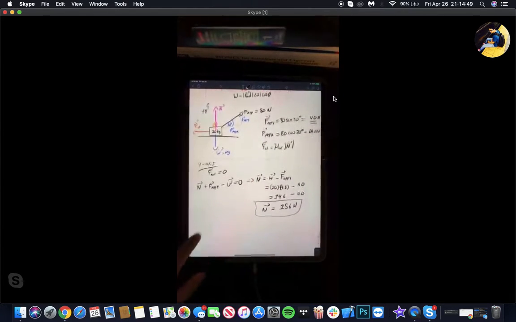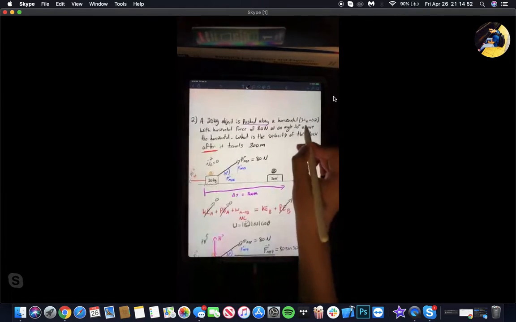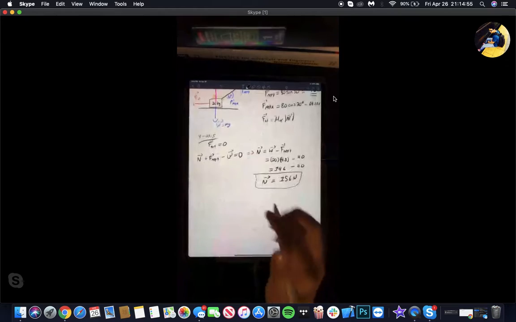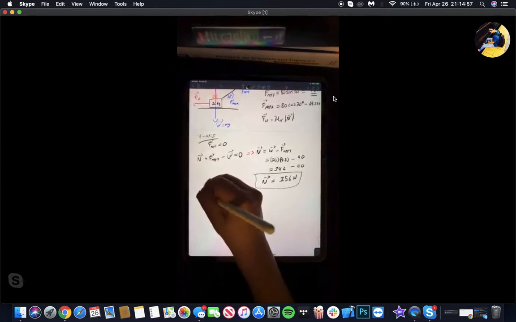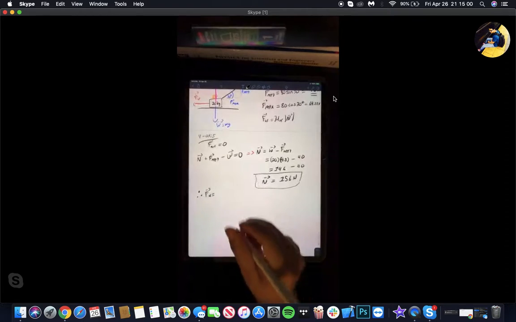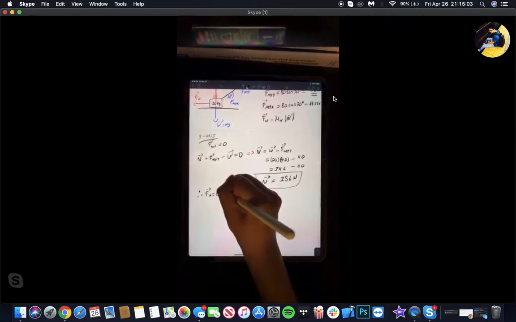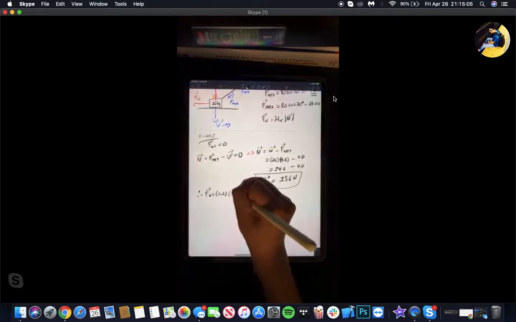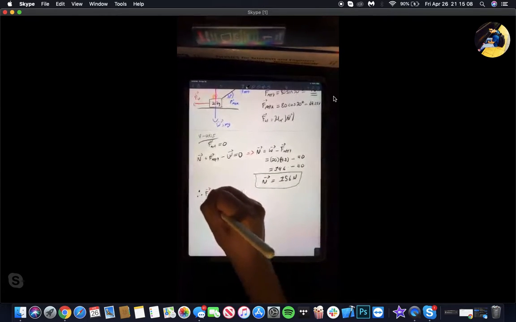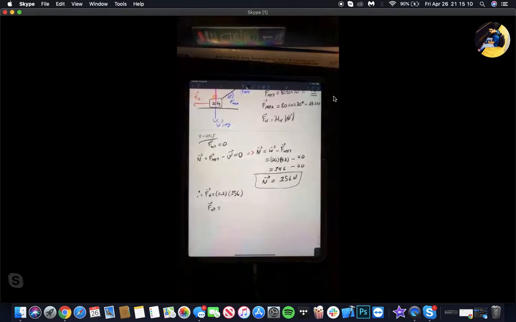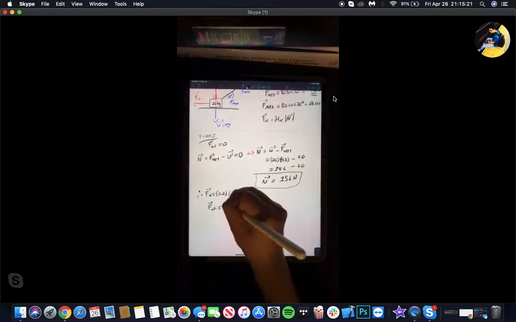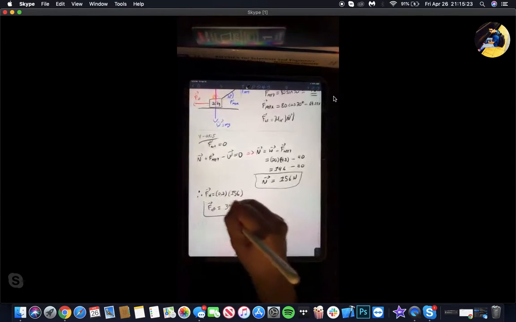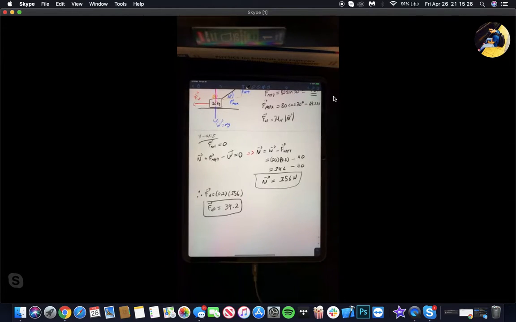Now we're going to plug this number in with the 0.2, the mu of K, to get the force of kinetic friction. So the force of kinetic friction equals 0.2 times 156 newtons, which equals 31.2. I wish I was a human calculator.